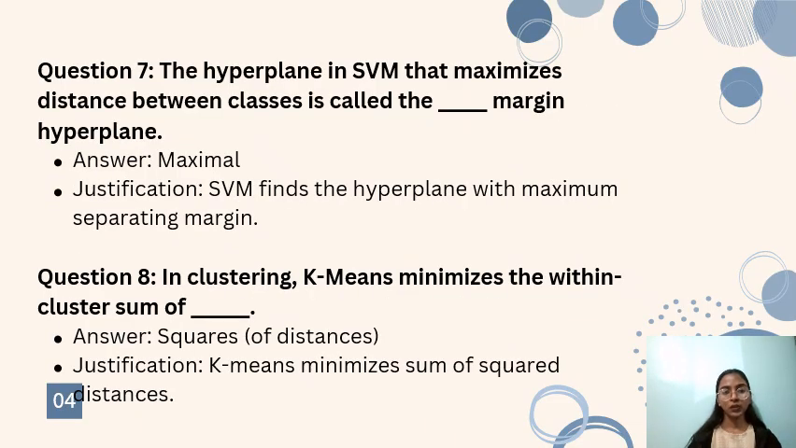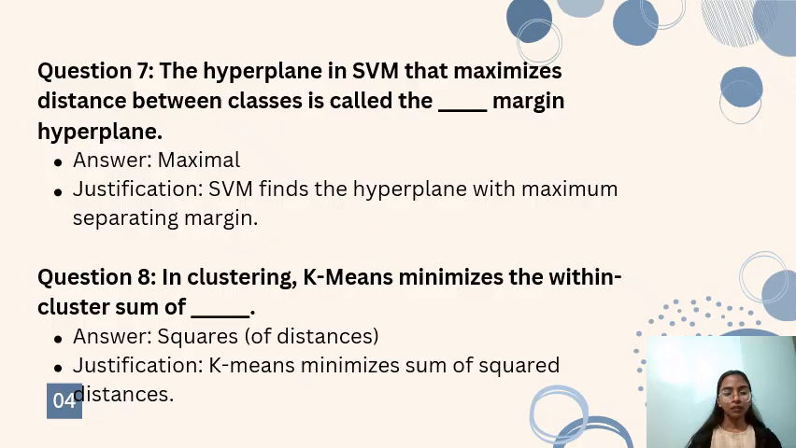Moving towards the next question, that is question number 7. The hyperplane in SVM that maximizes distance between classes is called the dash margin hyperplane, and the answer is maximal. Its justification is that SVM aims to separate classes with the largest possible gap. The separating plane with maximum margin is called the maximal margin hyperplane.